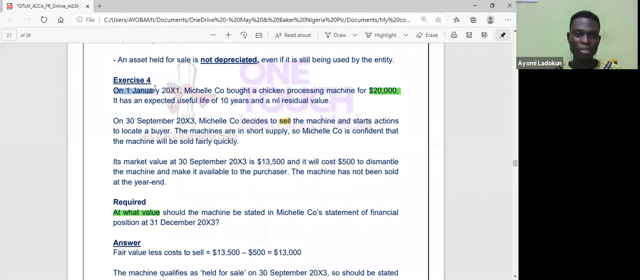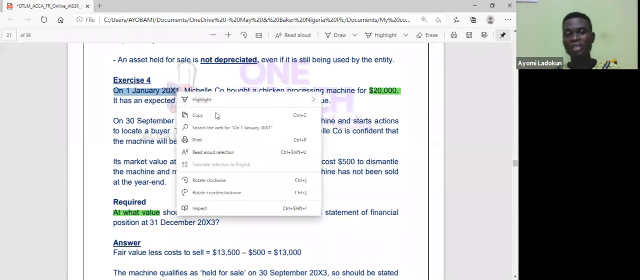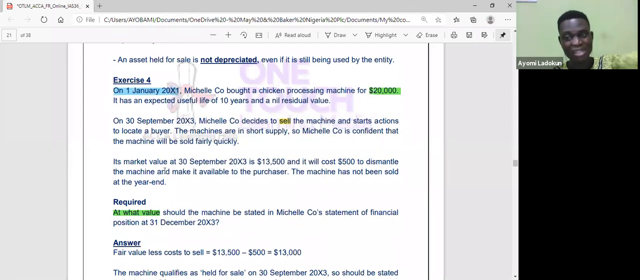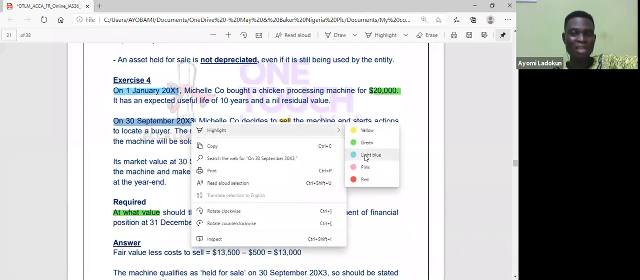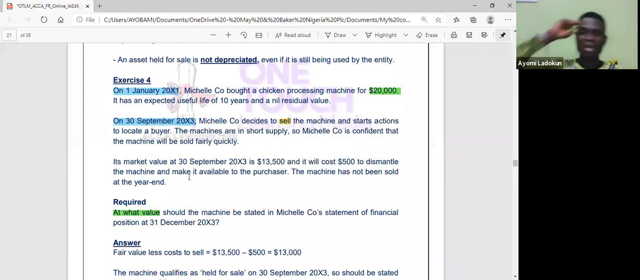Meanwhile, I bought it 1st January 20x1. This is key. The date is very key. Okay. Now, it now said on 30th September 20x3. Can you see? This is when we decide to sell. Okay. And the day we decide to sell and we classify it as held for sale, depreciation will stop. Remember, I explained that. Depreciation will stop.